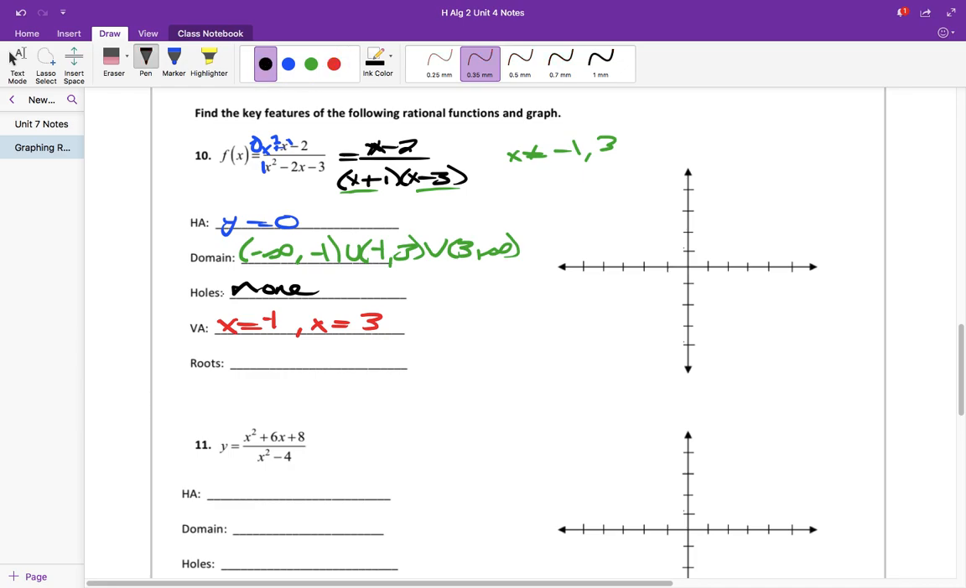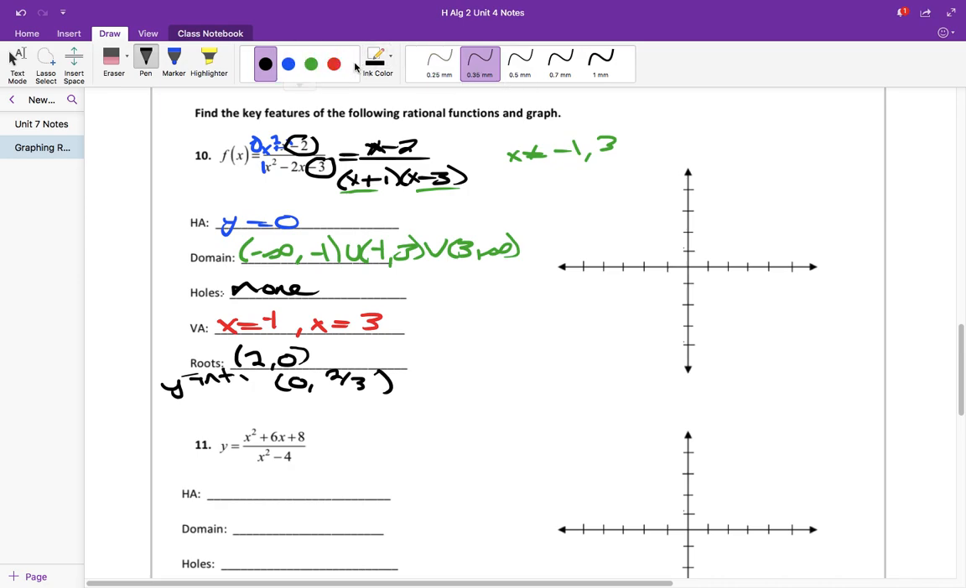Last thing that we've got to look at here for our roots: we look at x minus 2. That would give us a root at (2, 0). We also can look at our y-intercept. For our y-intercept, we've got negative 2 and negative 3 as our constants there. So our y-intercept for this one would be at (0, 2/3). Be careful with that, not negative 2/3. Negative 2 over negative 3 is positive 2/3.